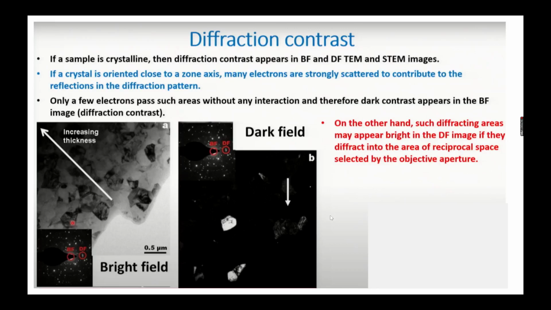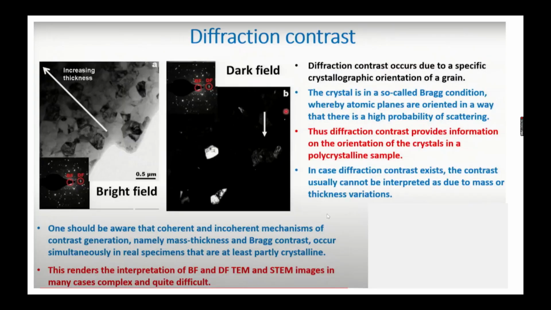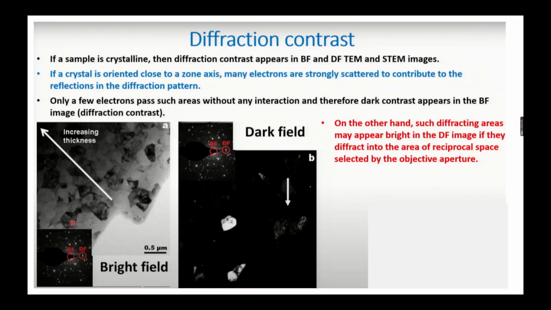Okay, right. Suppose, for example, you have a specimen and it is a single phase. You don't have an alloy kind of thing, so you only have a difference in the crystal orientation. It is a single material, a single phase material. If a crystal is oriented close to a zone axis, many electrons are strongly scattered and contribute to reflections in the diffraction pattern.